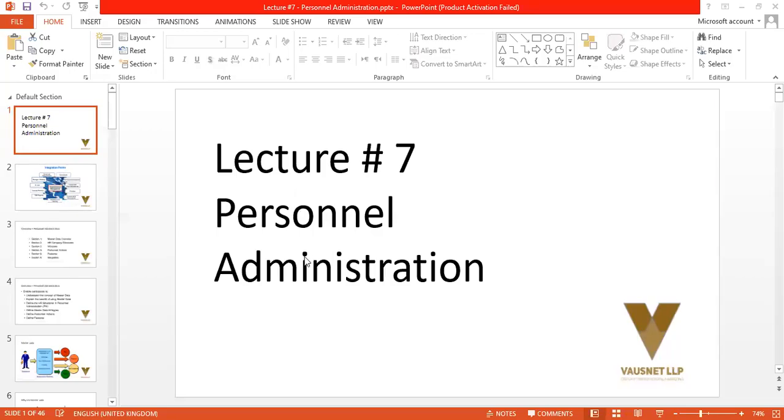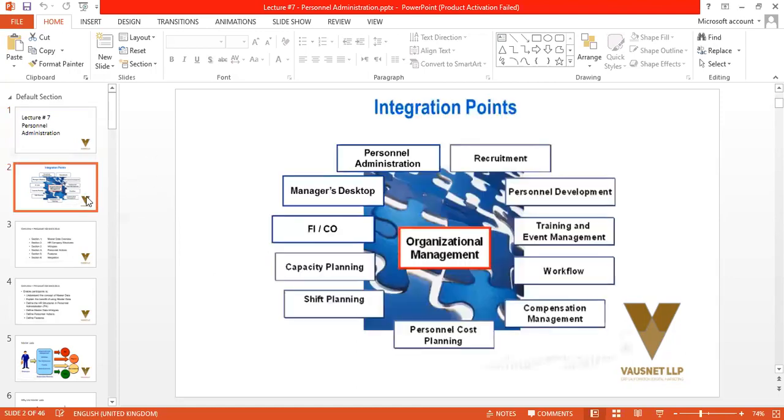Okay, today our topic is personnel administration, and what areas do we cover or integrate in personnel administration? This is one of the main core areas in HCM that integrates and aligns with many other major and sub-modules. For example, FICO, that's for financial integration like payroll, taxation, costing.